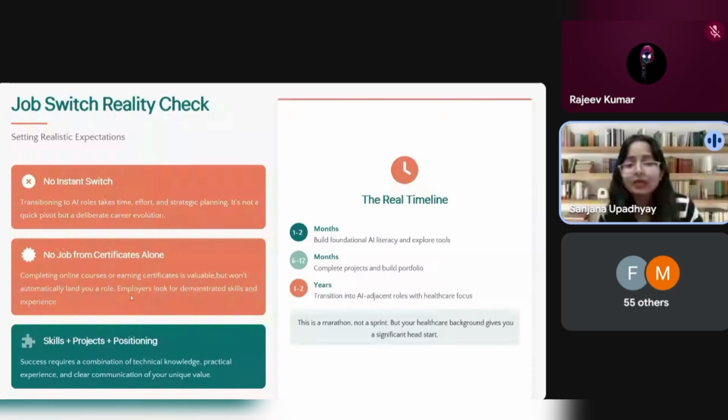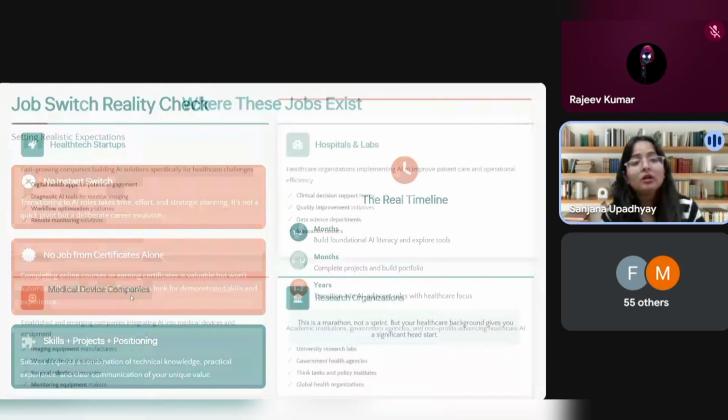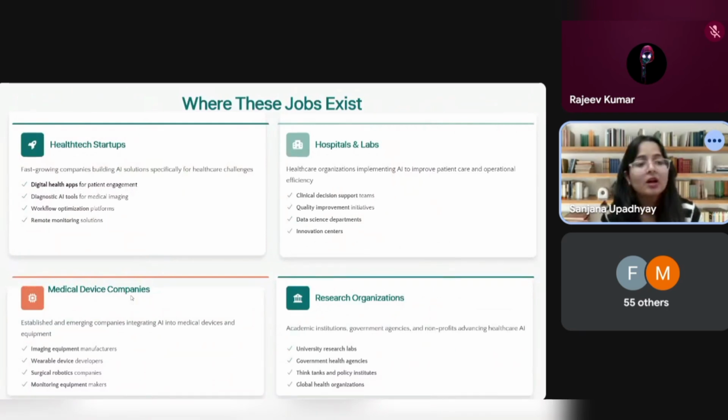Let's consider that 1 to 2 months will be needed to build foundations of AI literacy, understand everything, and explore the tools. 6 to 12 months to build projects which are actually good to showcase on your CV. I don't say that in these 6 to 12 months you don't earn anything. You may earn in this period as well, but that is what you should expect. You should give yourself time to transition if you feel you want to transition. So where do these jobs exist?